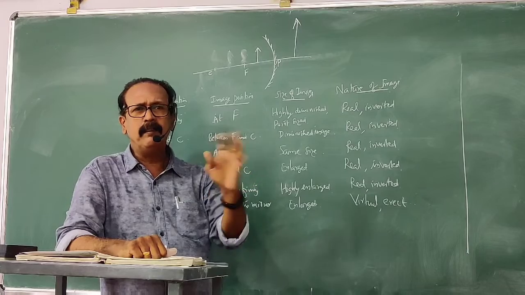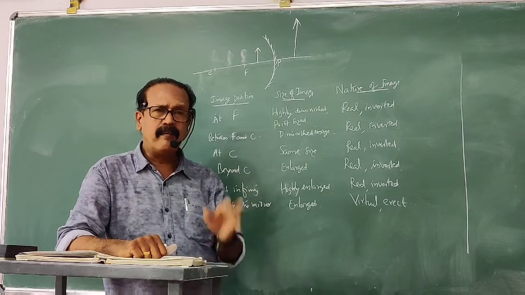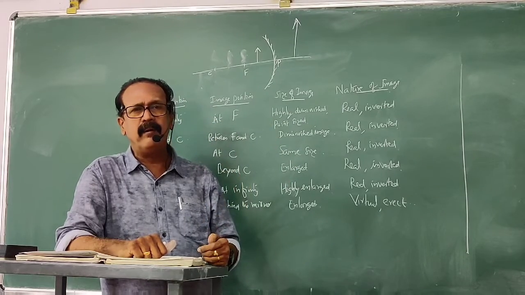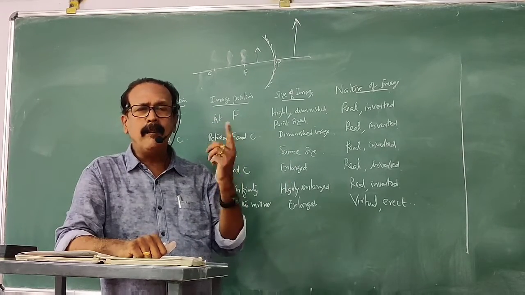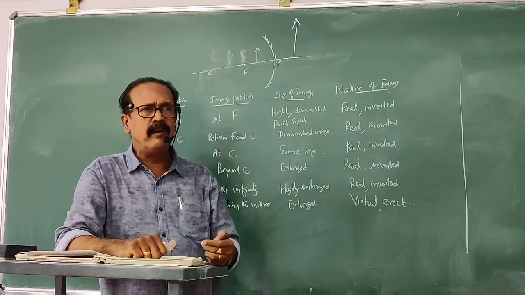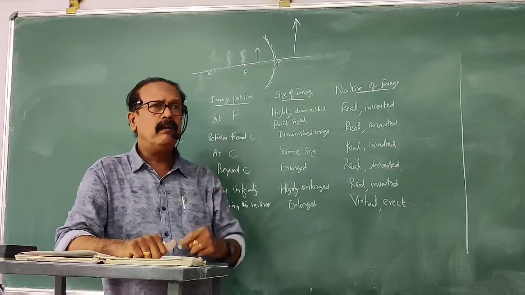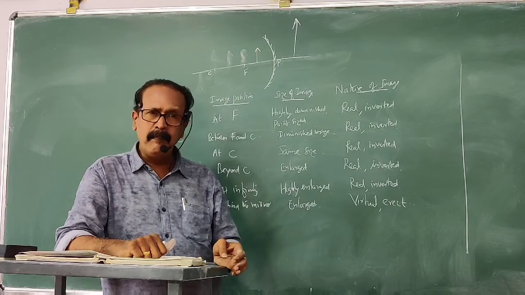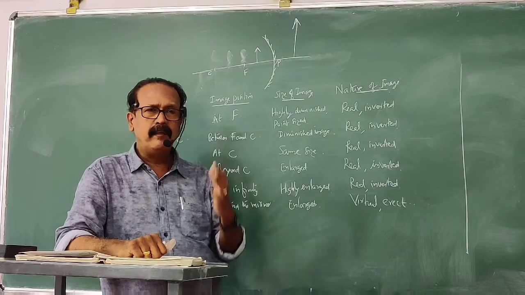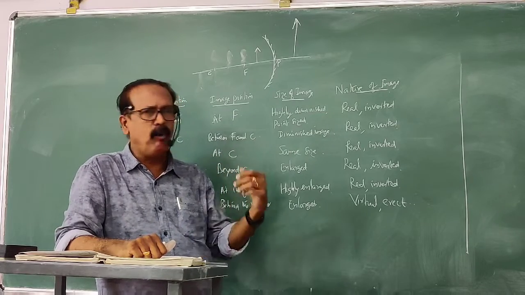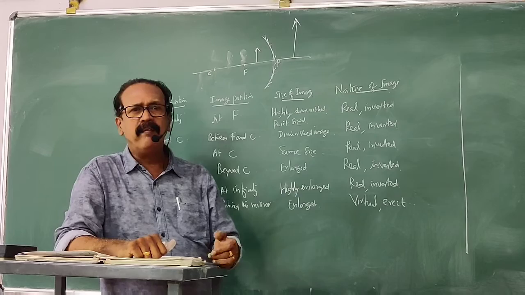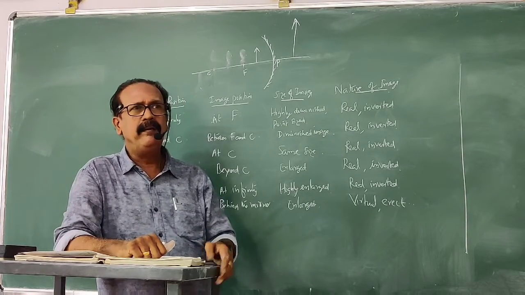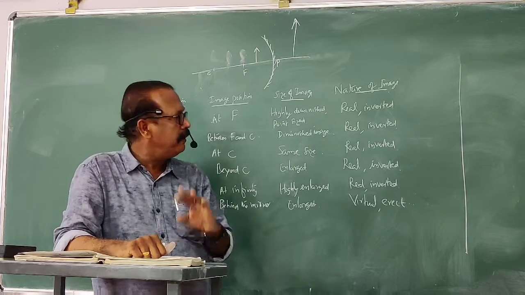The center of the sphere of which the mirror is a part is called the center of curvature. The radius of that sphere is called the radius of curvature. The geometric center of the reflecting surface is called the pole of the mirror. A line drawn from pole through the center of curvature is called the principal axis. These are the terms we learned. The distance from pole to center of curvature is called the radius of curvature, represented by capital R. These are the points we already learned.